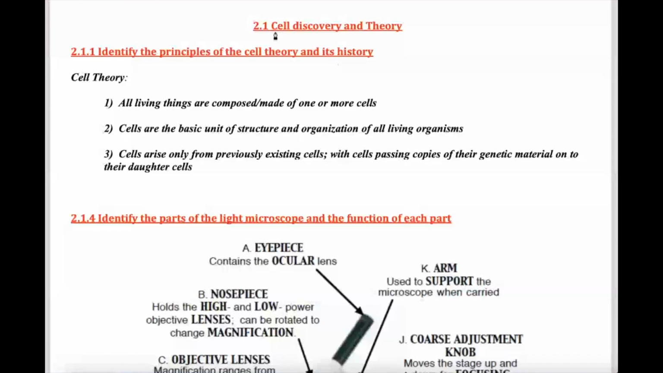New topic 2.1 is cell discovery and the theory. Most part of the cell discovery we don't need to understand, but definitely for the cell theory, yes. So what does the cell theory say? It has three principles. We need to identify what the three principles are. Whenever it comes as principles, there are three.